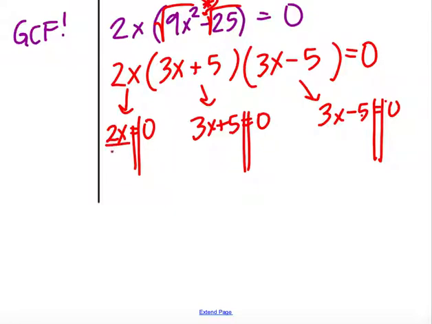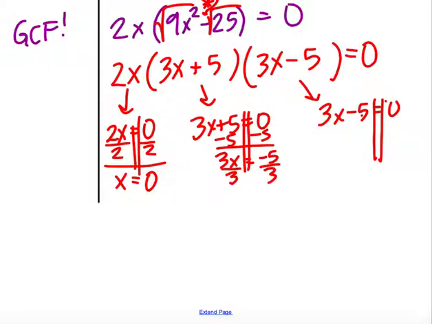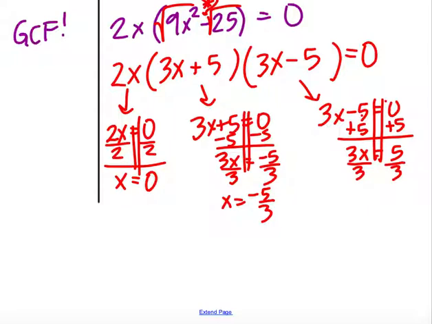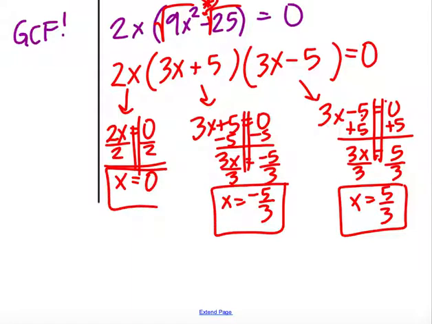Quick solving here, if we divided by 2, 0 divided by 2 is still 0, so that's one of our solutions. If we take away 5 and divide by 3, looks like another solution will be negative 5/3. Very similar, but we've got the opposite here. If I add 5 and then divide by 3, your other solution should be 5/3. So there are actually 3 solutions to this equation.